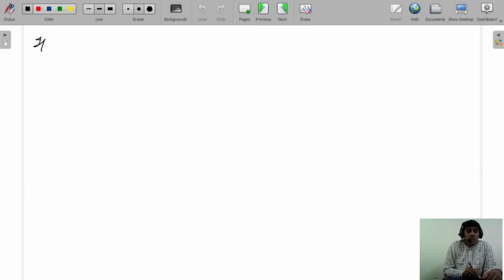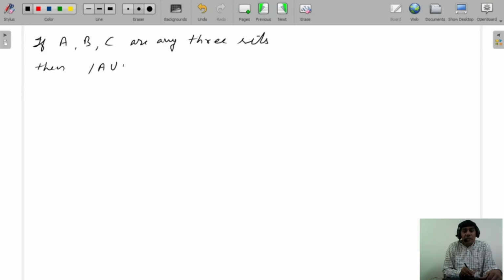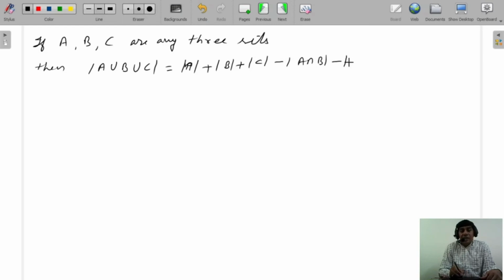If A, B, C are any 3 sets, then the cardinality of A union B union C is equal to the cardinality of A plus the cardinality of B plus the cardinality of C, minus the cardinality of A intersection B, minus the cardinality of B intersection C, minus the cardinality of A intersection C, plus the cardinality of A intersection B intersection C.